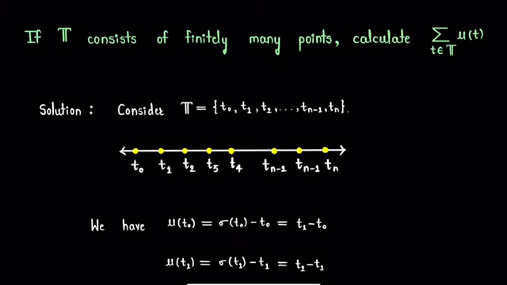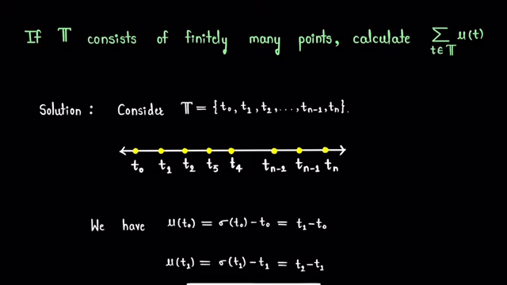In this video, we are going to solve an interesting question based on the concept of graininess functions in time scale. The question is: if a time scale T consists of finitely many points, calculate the summation of mu(t), where t is a point in the given time scale T. Now note that mu is the forward graininess function, which is defined as mu(t) = sigma(t) - t. So we will start our solution.